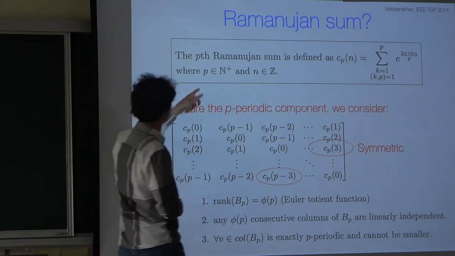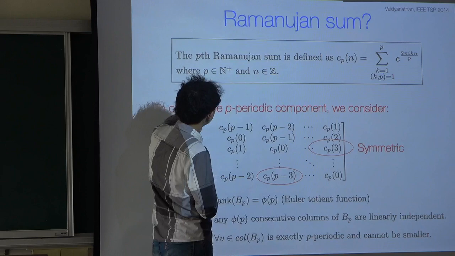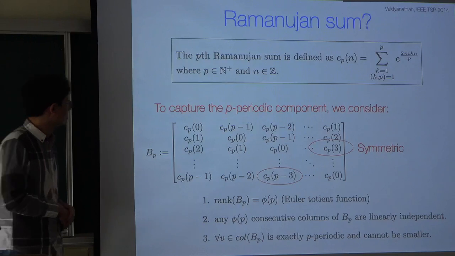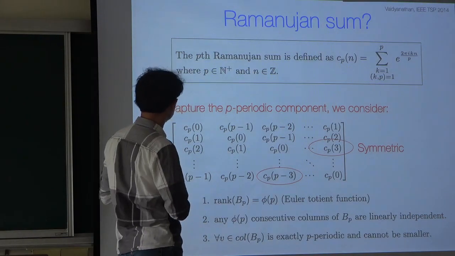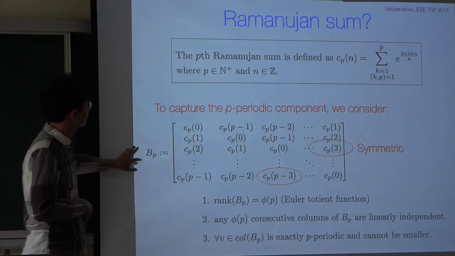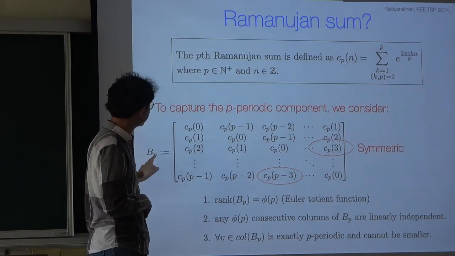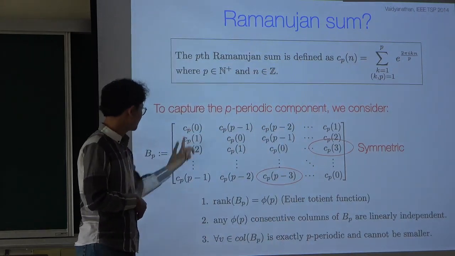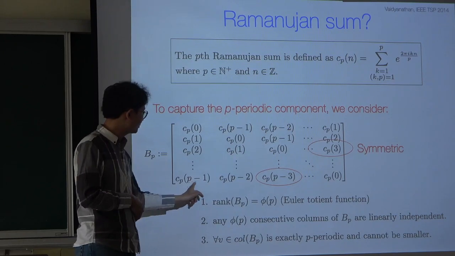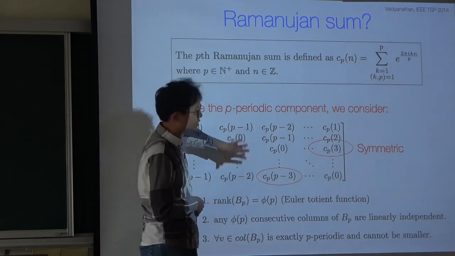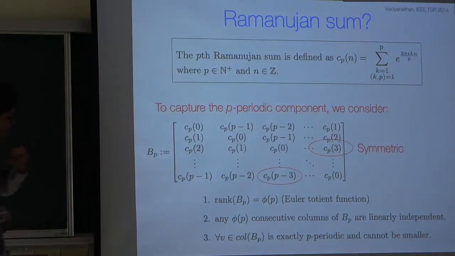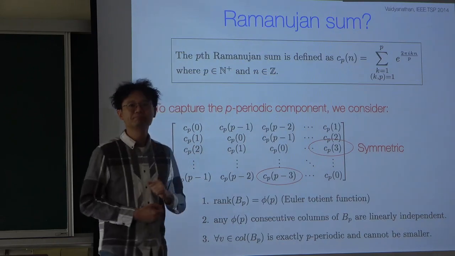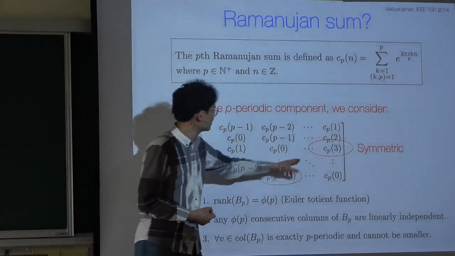And you can have all possible p, all positive integer p, and all integer n. And what we consider is this B_p matrix. What you do is you fix p, take the Ramanujan sum c_p, and construct c_p(0), c_p(1), c_p(2), etc. up to c_p(p minus 1), and then you just cyclically rotate it. And you will see that this is actually a symmetric matrix.